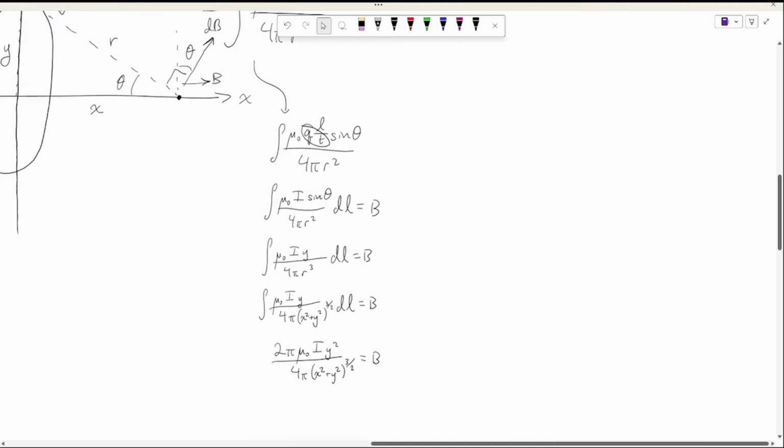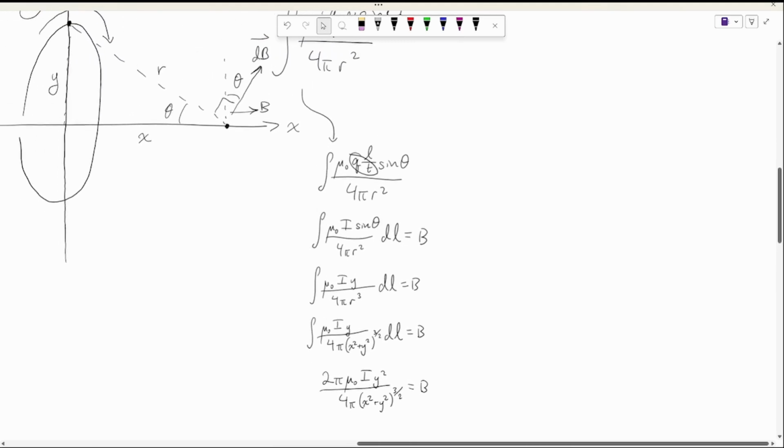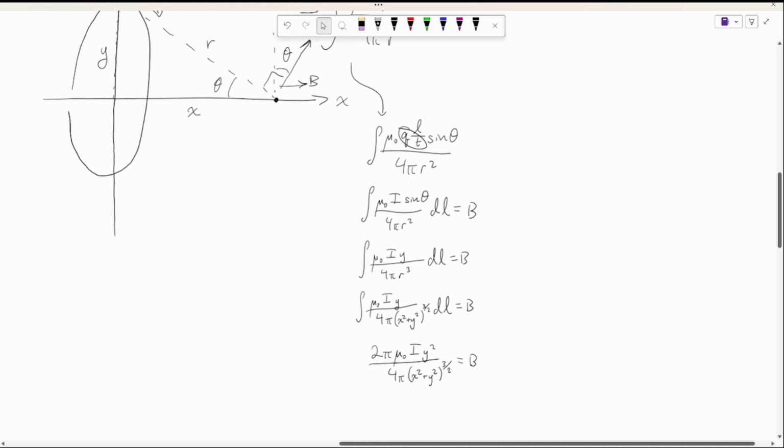That's a pretty awful expression. But this is the sort of integral they might have you do on a free response, but they'll chunk it down into multiple steps for you and kind of hold your hand a little bit. So hopefully it's not too bad.